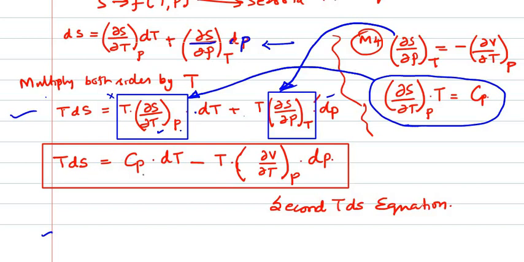So TdS is equal to Cp into dT minus T into dou V by dou T at constant pressure into dP. This is the second TDS equation.